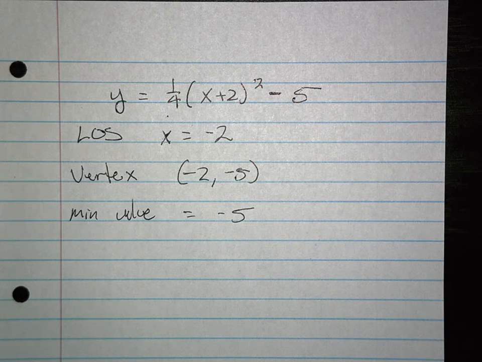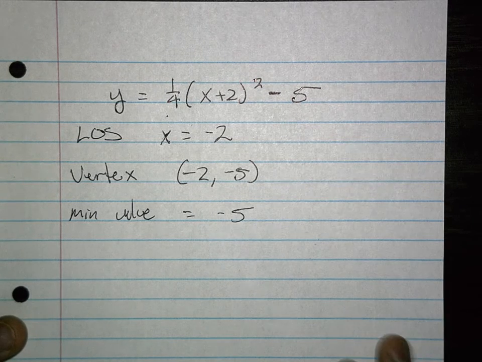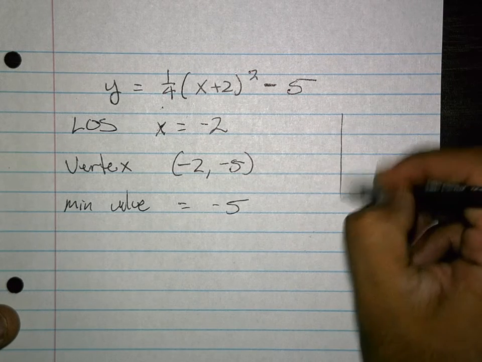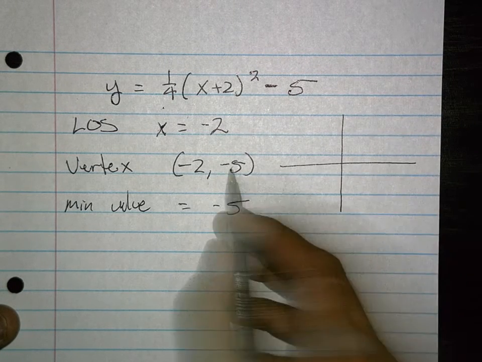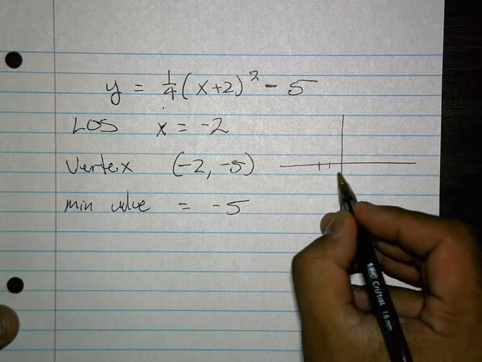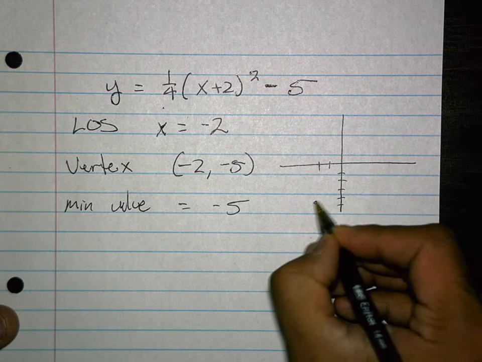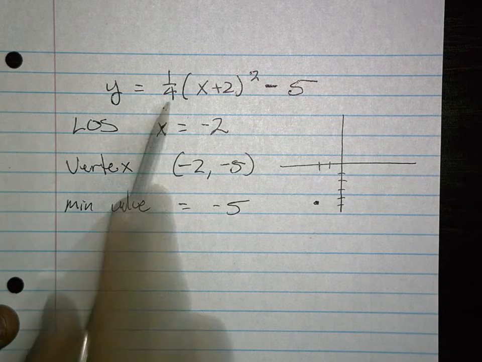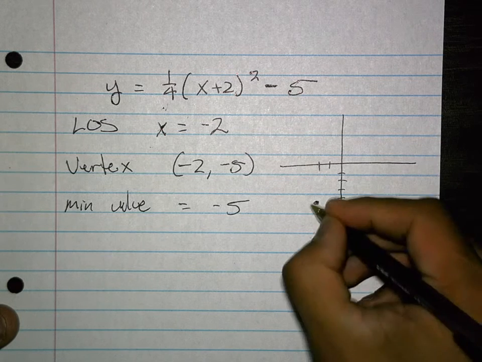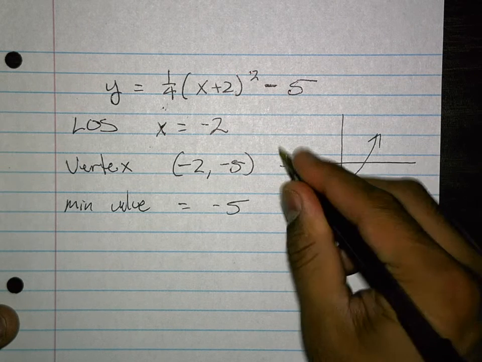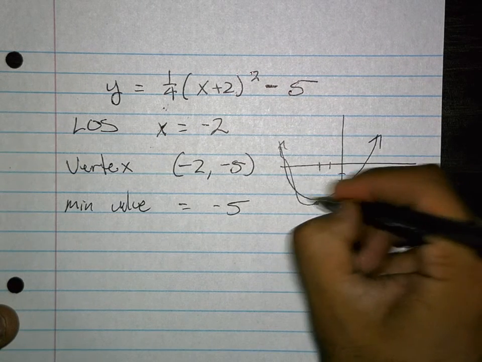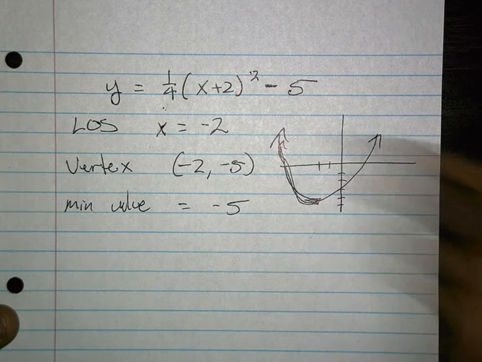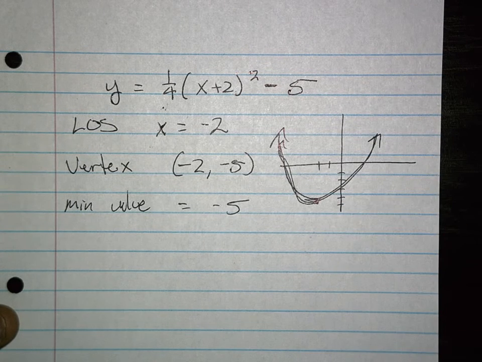And then let's actually graph this one or kind of get a picture of it. So when I graph this, I go to the vertex, which is negative 2, negative 5: 1, 2, 3, 4, 5. It's right there. It opens up. This one's a little bit wider because of the fraction. And the sketch would look something like, oops, not a very good looking parabola. Would look something like that. Okay.